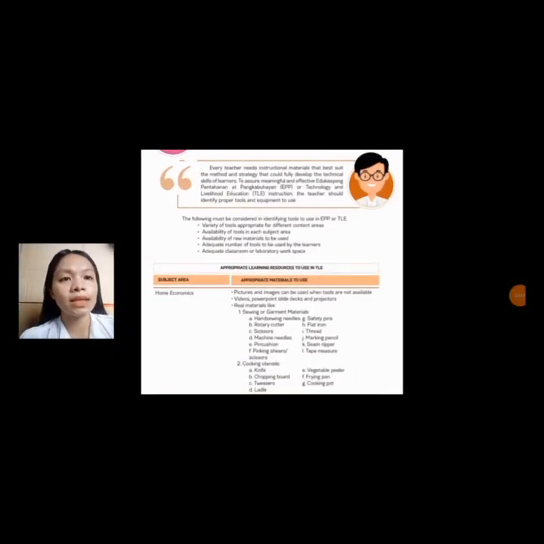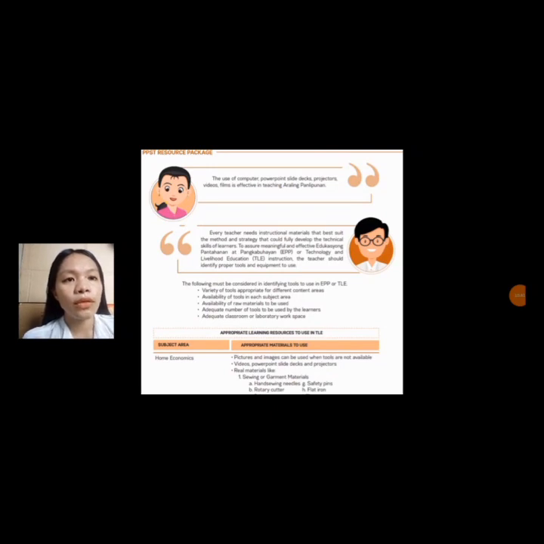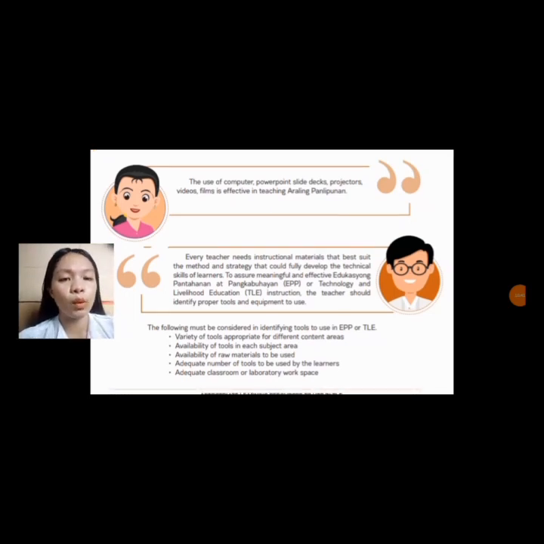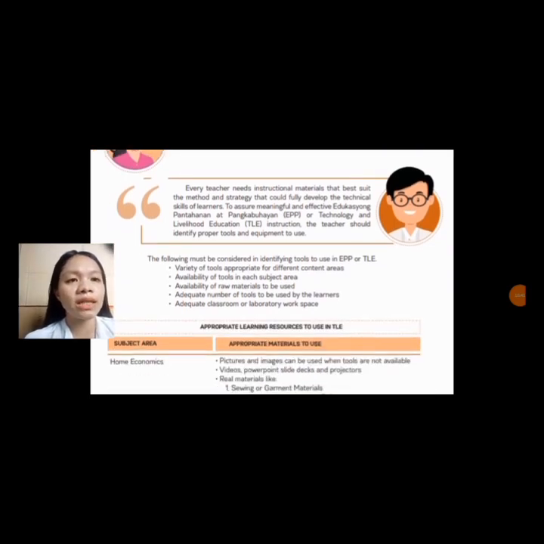So next is the use of computer, PowerPoint, slide decks, projectors, video films, which is effective in teaching Araling Panlipunan. Every teacher needs instructional materials that suit the method and strategy that could fully develop the technical skills of learners to assure meaningful and effective Edukasyong Pantahanan at Pangkabuhayan, or EPP, or Technology and Livelihood Education, TLE, instruction.